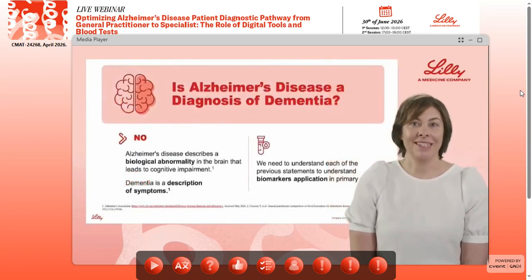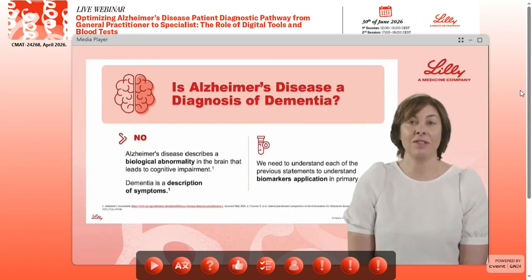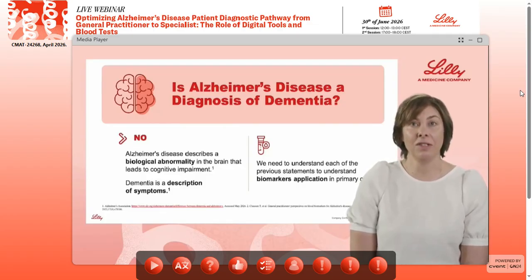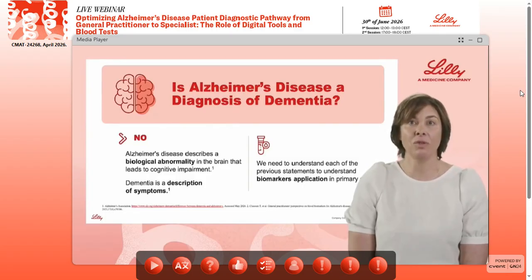So what is Alzheimer's disease, and how does this relate to dementia? This is a common question and often something that patients themselves will ask me. Often people conflate the two things, and so they consider them one and the same. But actually, now we have the ability to make a diagnosis of Alzheimer's disease, which is a biological diagnosis, and then apply that to the symptoms that we're seeing in front of us. So dementia describes the symptoms, and Alzheimer's disease, the cause of those symptoms. And we need to understand both of these two things to be able to apply the biomarkers in our clinical context.